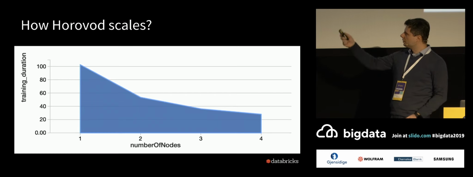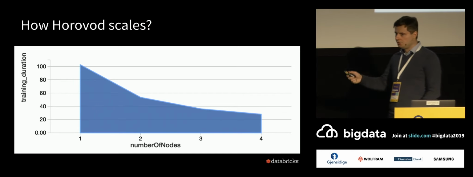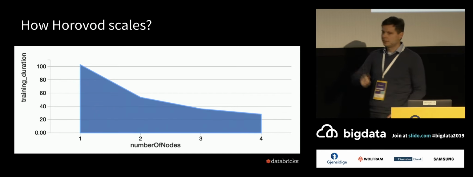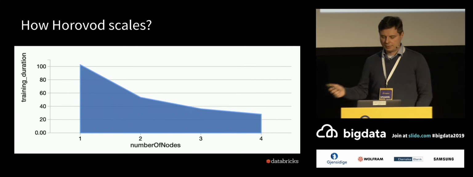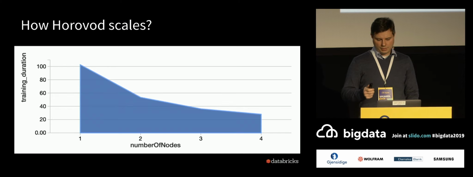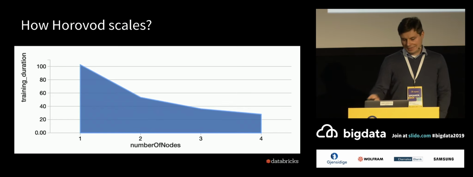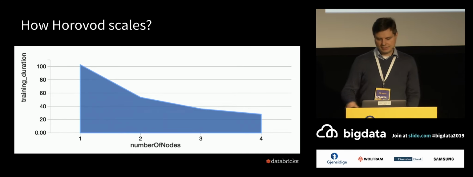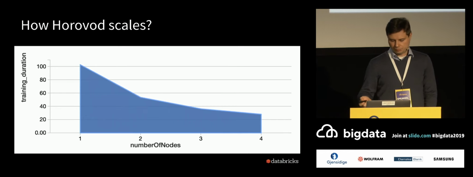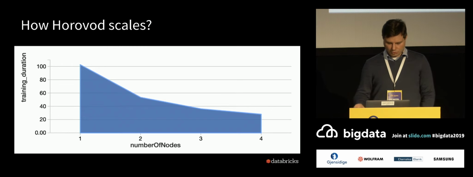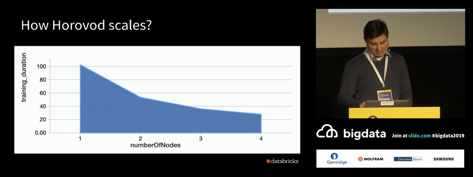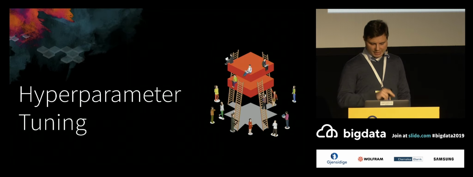So the first one means we are doing distributed training with 4 GPUs. 4 means that we have 4 nodes, 4 GPUs each, so 16 GPUs. As you see, it does not scale linearly, but the scaling is quite good. We have something like 100 minutes for 4 GPUs, and for 16 GPUs we have something like 25 minutes. So I think it's not that bad.